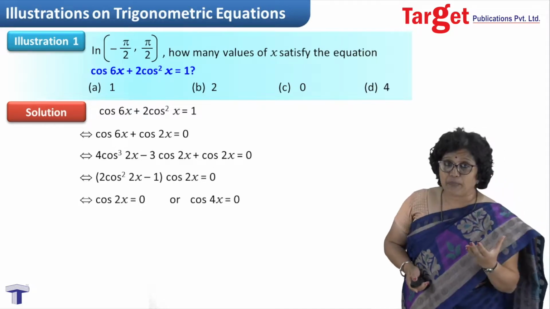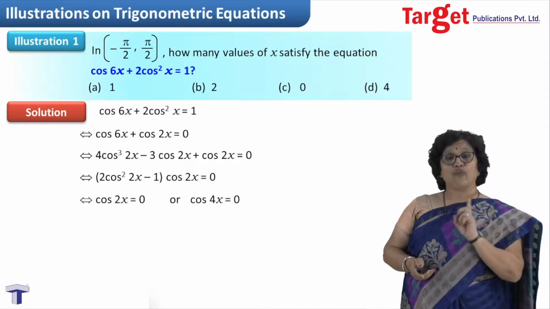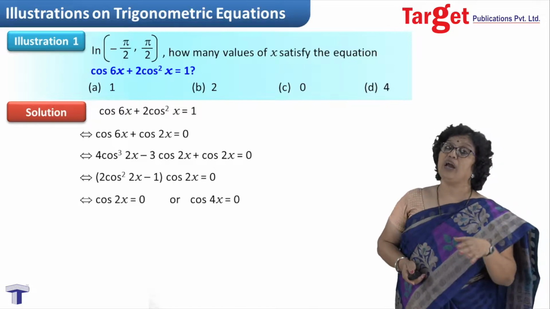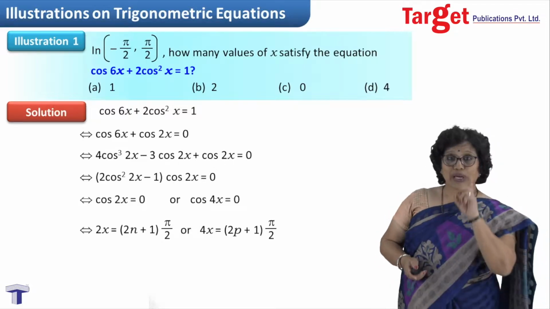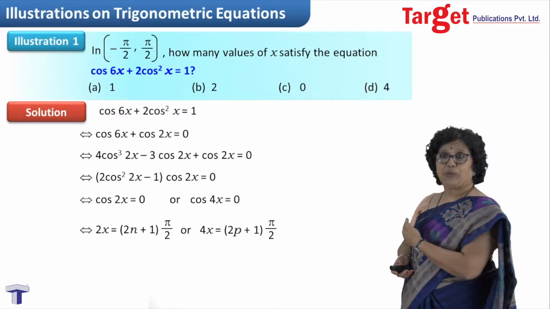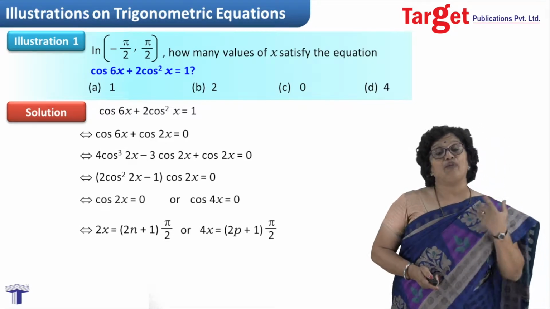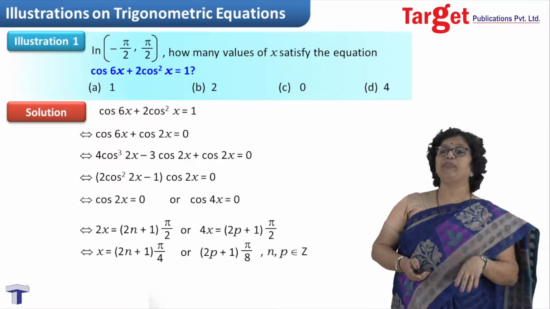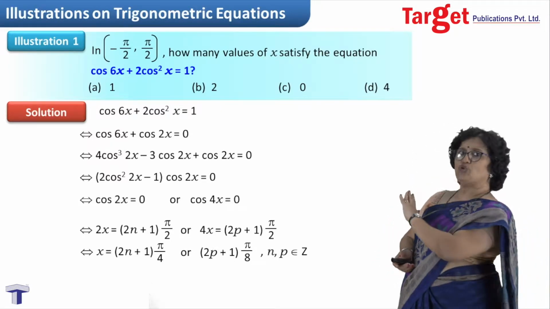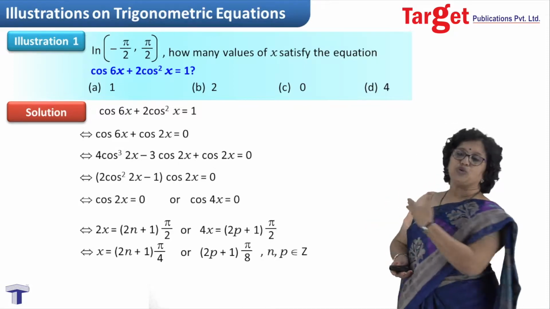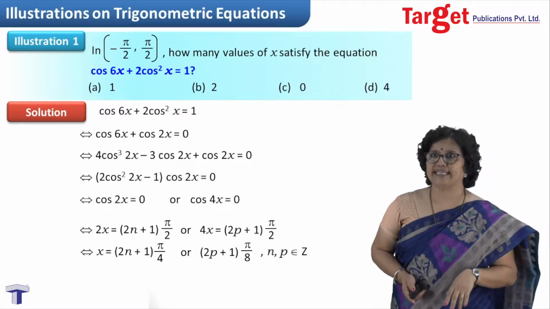And that gives me that 2x and 4x are expected to be odd multiples of pi by 2. So I write 2x equal to (2n plus 1) into pi by 2 and 4x equal to (2p plus 1) into pi by 2. And from there I try to write my x: (2n plus 1) into pi by 4, and (2p plus 1) into pi by 8. These are the options for x.